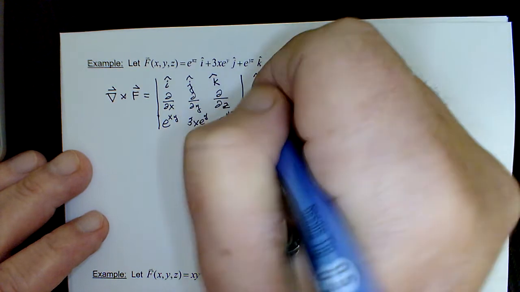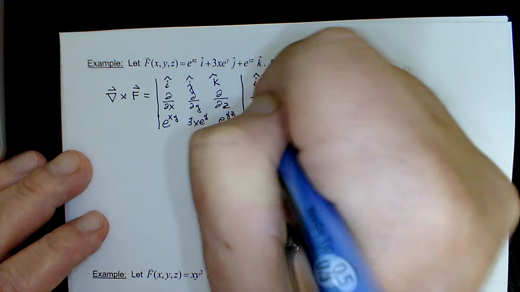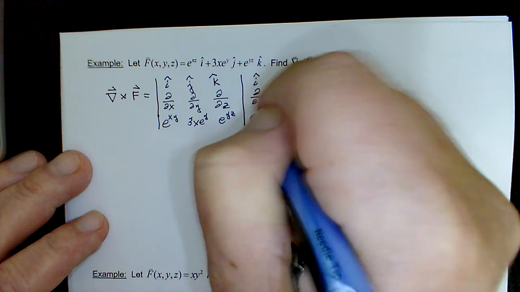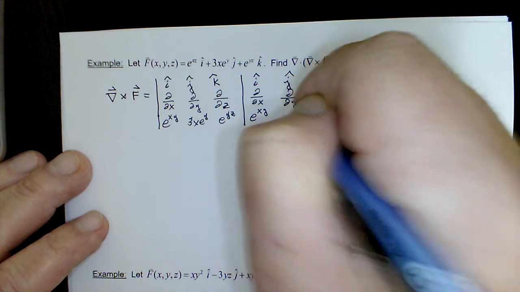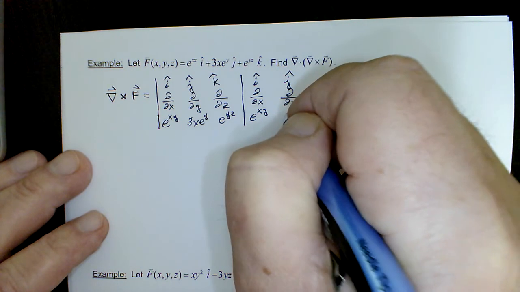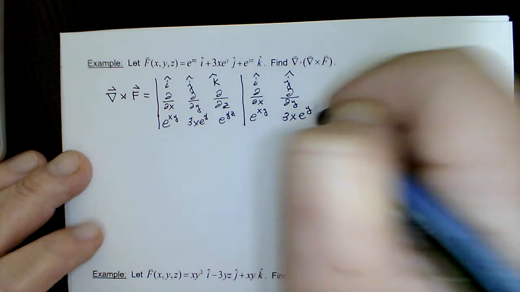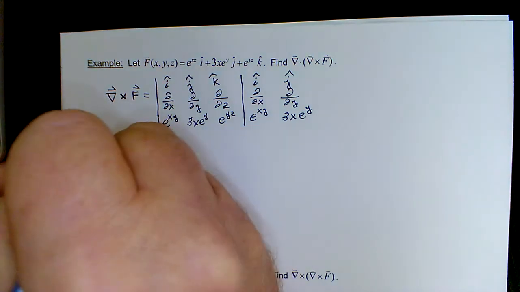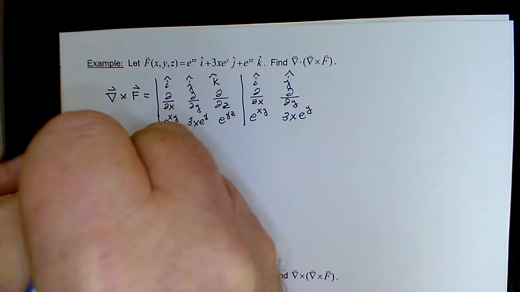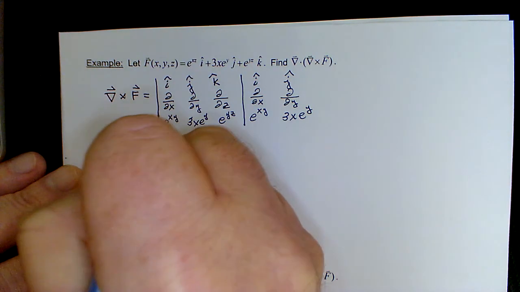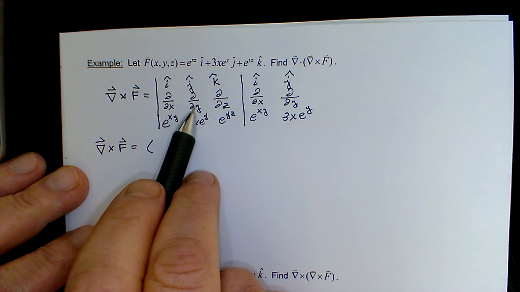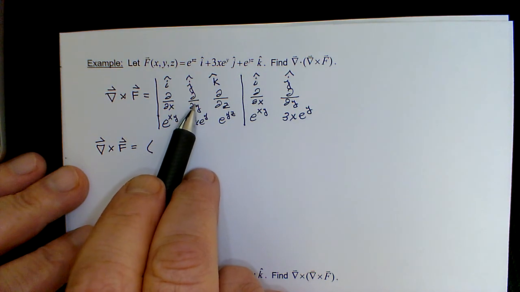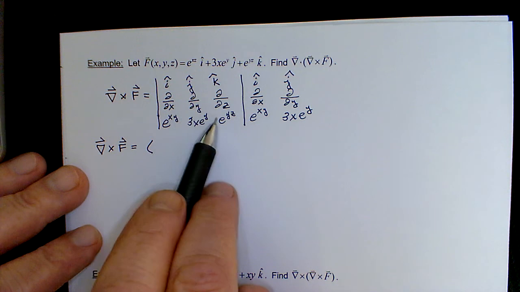Okay, so then repeat the first two columns. i, operator, partial with respect to x, e to the xy, j, partial with respect to y, 3x, e to the y. Okay, so then the cross product. Okay, again, grouping the i's. Now remember, when we do this with the cross product, it's really the curl. You take the partial, you really focus on the partial first.